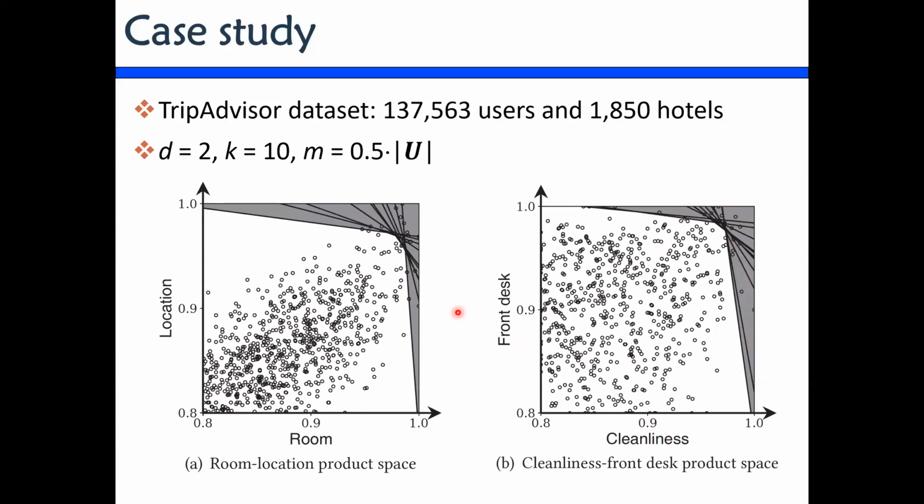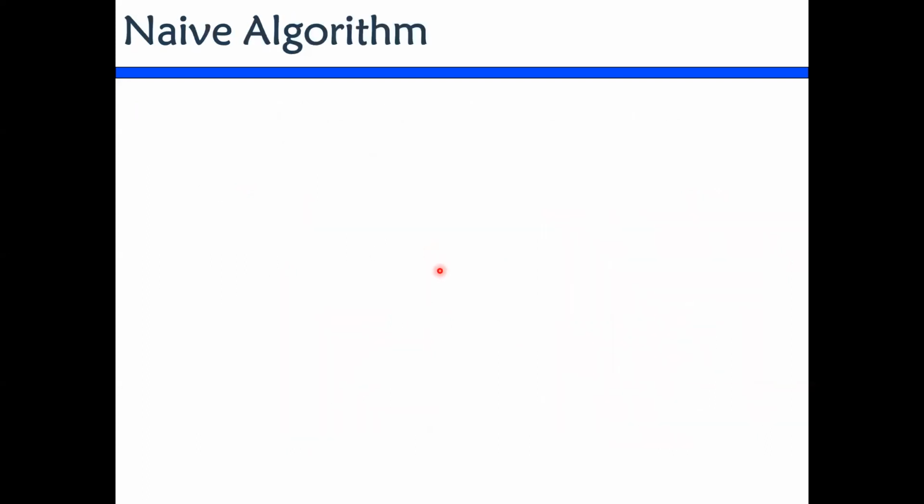If I were to mention an interesting observation here, it is that in the location-room space, there is a higher degree of correlation, which actually leads to a larger MIR result, a larger region that you see shaded here, and fewer existing hotels falling inside that region.